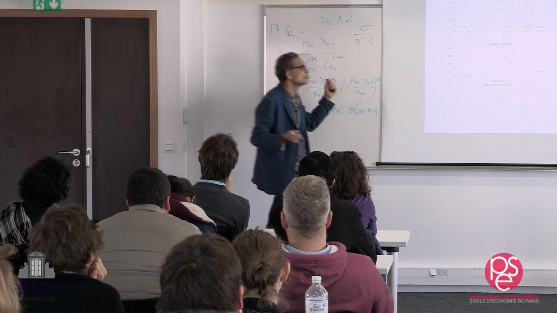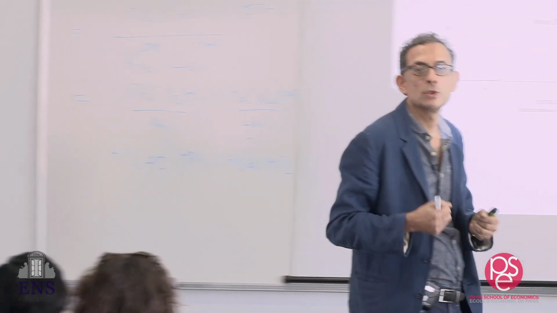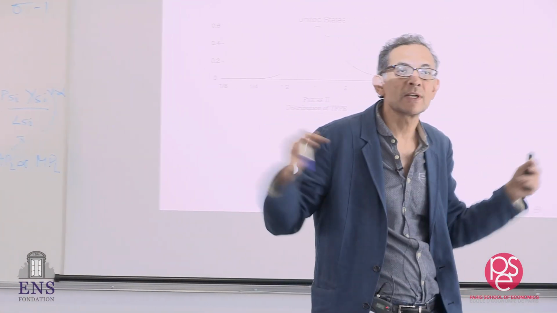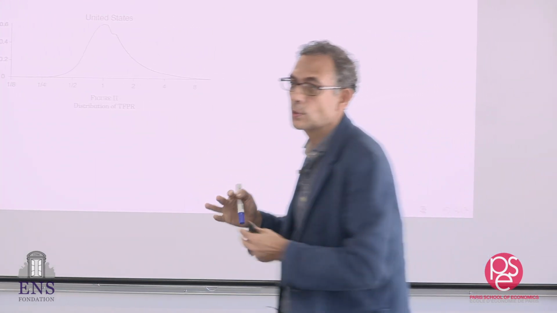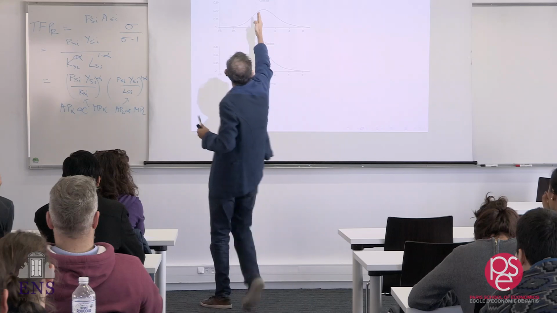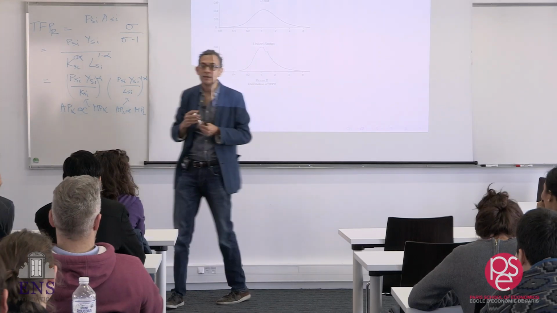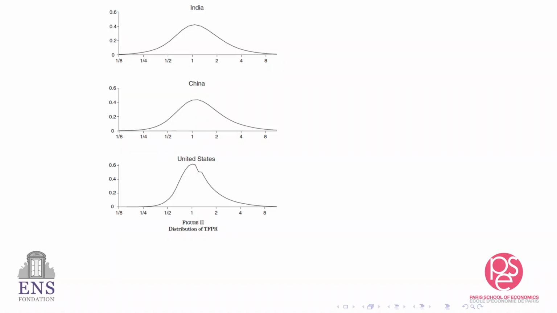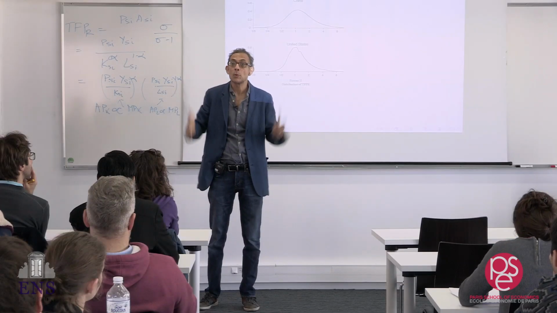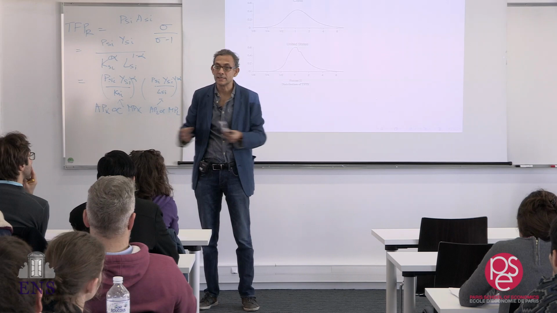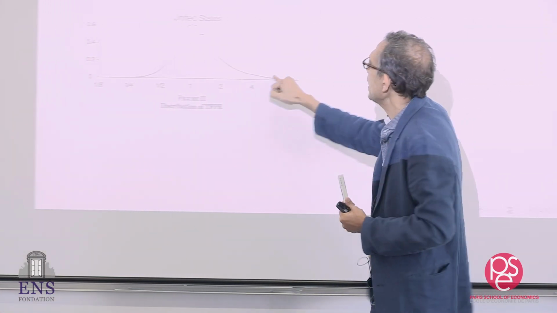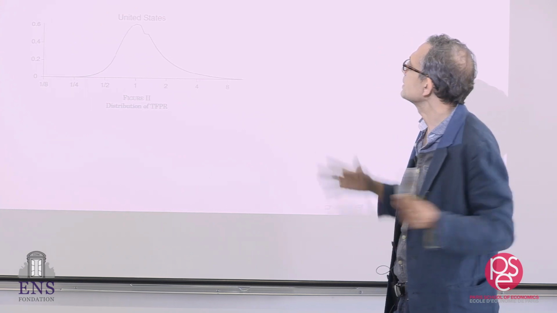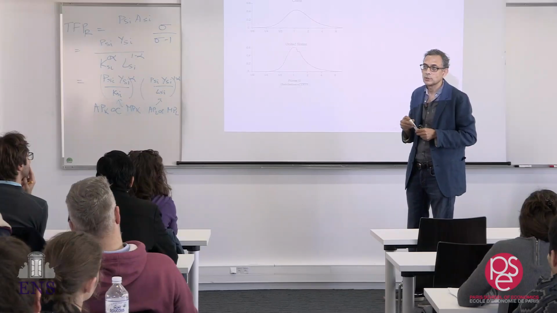The way they then do what they do is they actually divide this by the average TFPR for the industry. That's why I said that if all firms are identical, the average is equal to the individual, and therefore it would be 1. If they're not, it will have a spread. And the main point to take away from this is that the US is much more concentrated than both India and China.